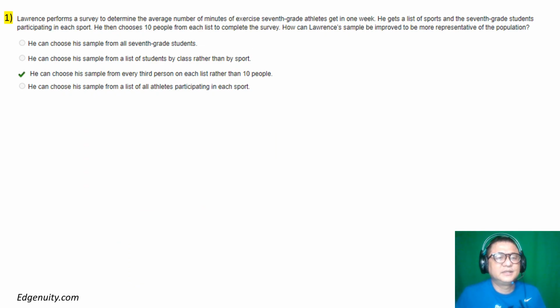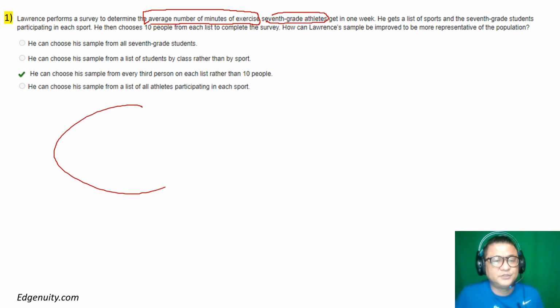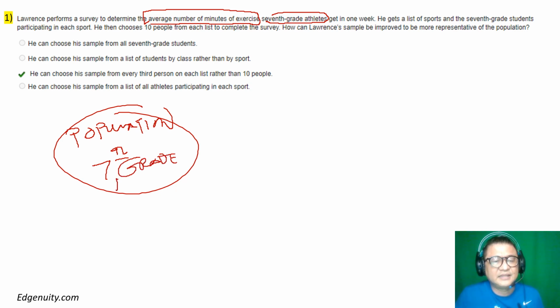All right, let's analyze this. Lawrence performs a survey to determine the average number of minutes of exercise. His focus is the seventh grade athletes. The population is the seventh grade athletes.